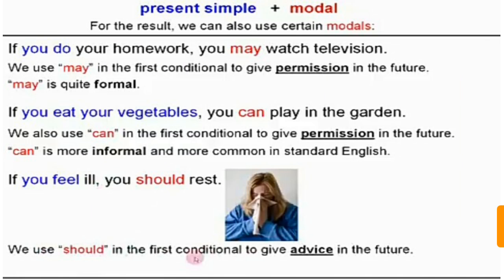We can also use present simple and modals for the first conditional sentences. If you do your homework, you may watch television. We use may in the first conditional to give permission in the future. May is quite formal. Another example: if you eat your vegetables, you can play in the garden. Now, may and can can be replaced, but the difference is that may is quite formal and can is quite informal, and informal language is mostly used in spoken language of day-to-day life.